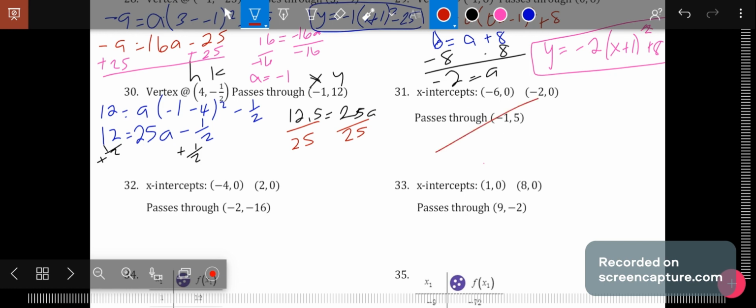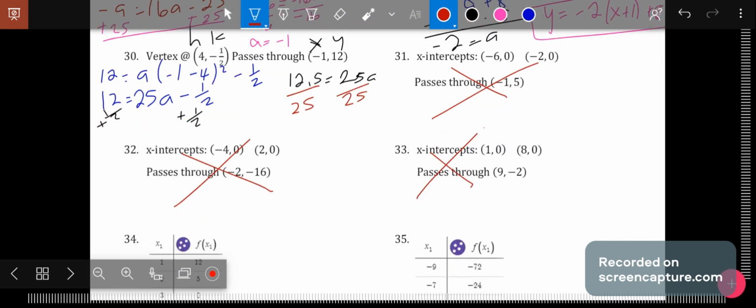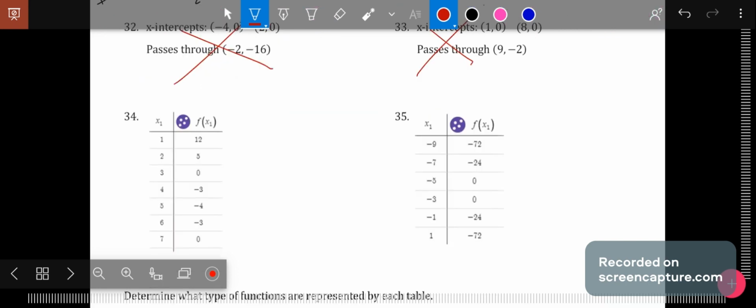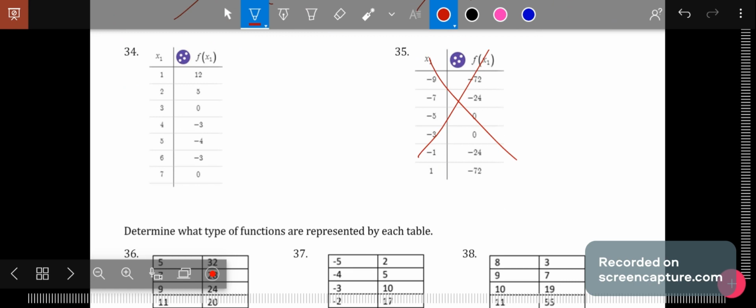Please go ahead and mark out 31, 32, 33. Those will not be on this test. Also mark out 35. It will not be on this test. 34 will, though, because we can find a vertex in our chart. Remember, the vertex is like our sandwich piece, the one that doesn't have a match.